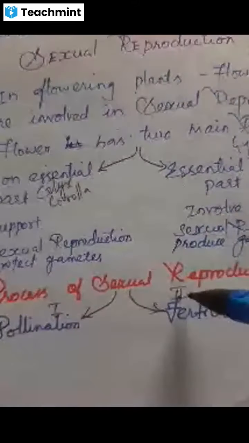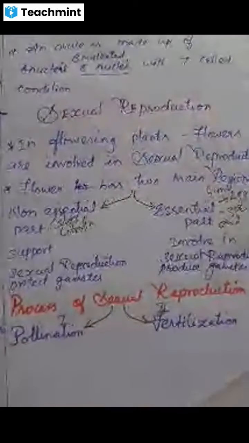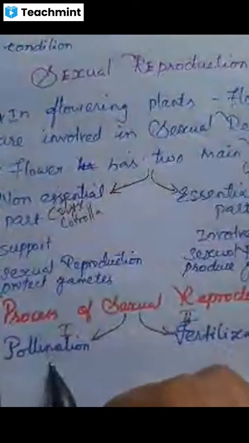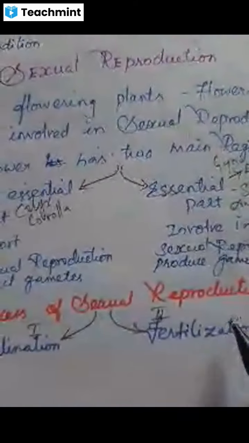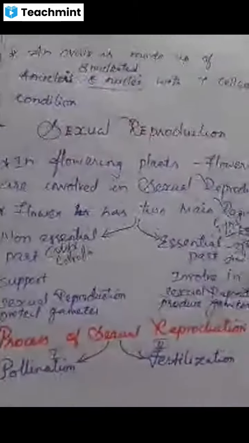Based on this, the process of sexual reproduction is carried out by two processes. What are they? Pollination, followed by fertilization. These are the two processes that run the sexual reproduction of flowering plants. I hope you understood.